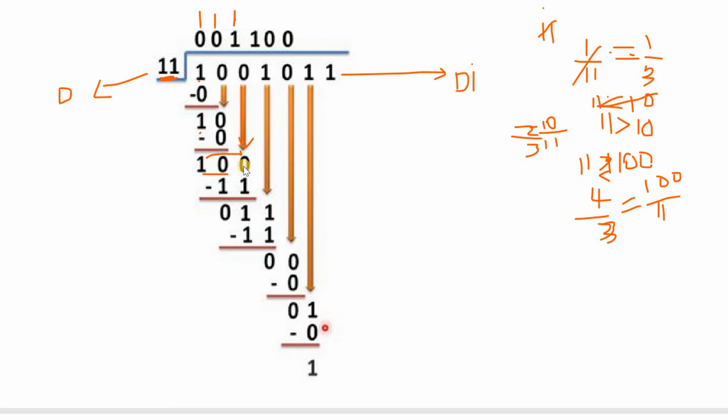After subtraction, 10 minus 1, this place is considered as 1 and this place is considered as 0. 1 minus 1, the remaining subtraction value equals 0. So now 100 minus 11, the output equals 01.